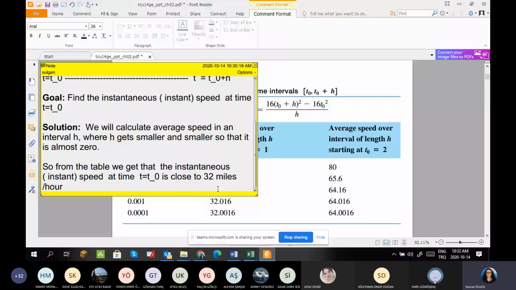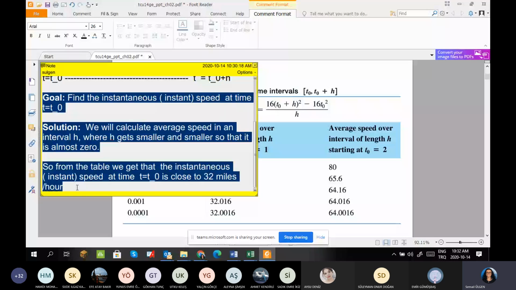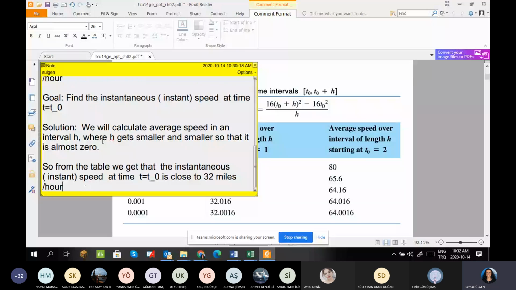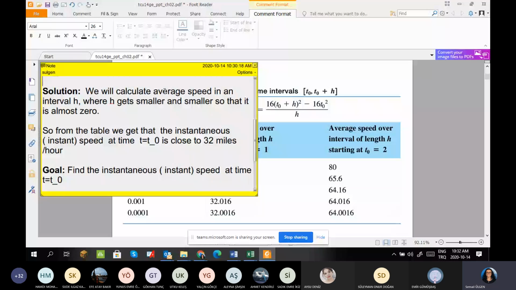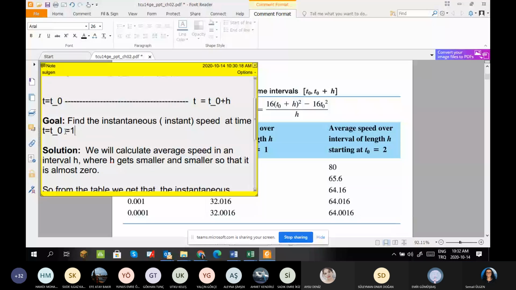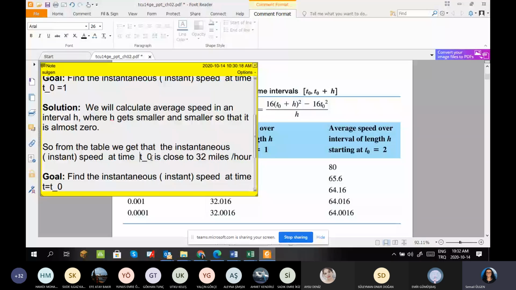But I'm going to change the question. The goal, let's change the goal to this. Okay, maybe I should make a correction here, just a sec. Find the instantaneous speed at time t is equal to t naught, which is 1. Let's make it 1. Okay, if you like, let's write it like that. Instantaneous. Okay, so the spelling is right. We should write it like this here: at time t naught is equal to 1.